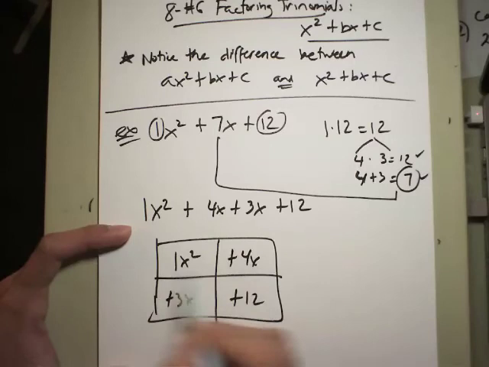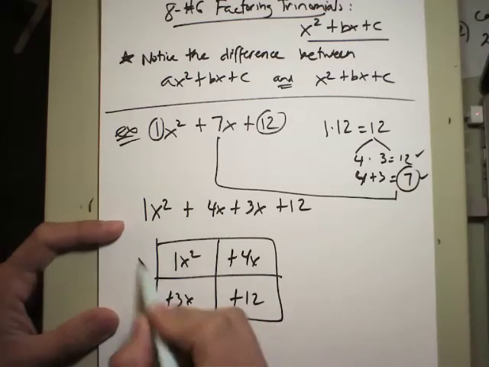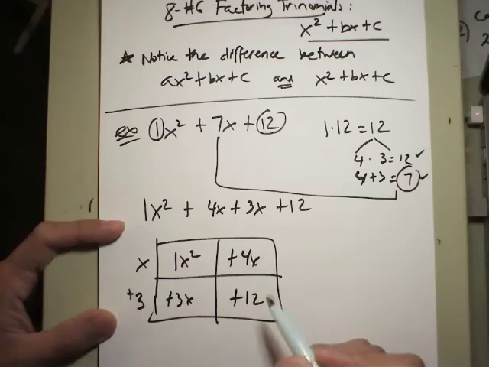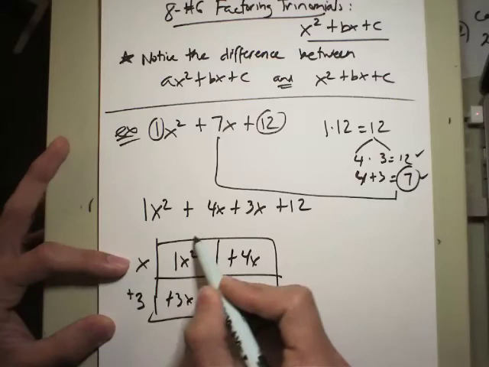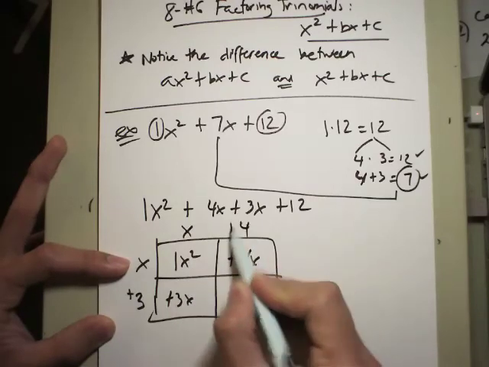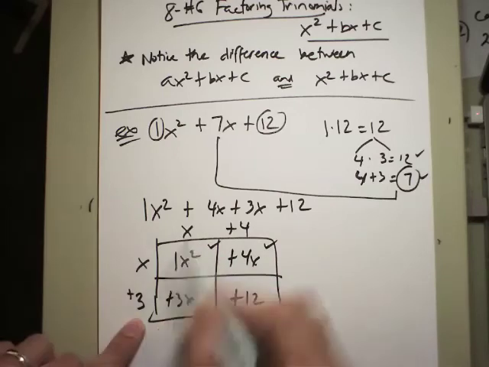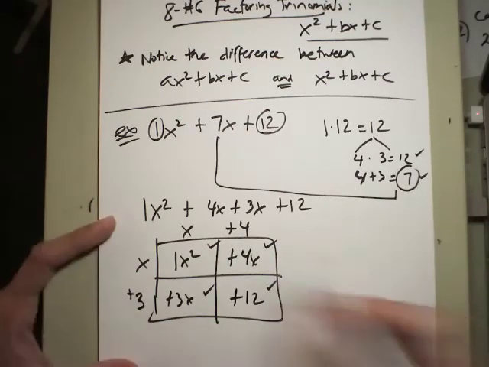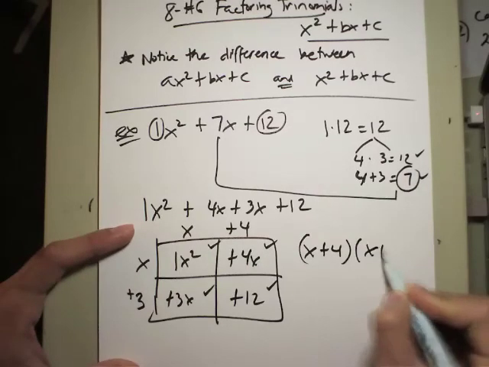I try to factor out anything common horizontally. In this case, there is an x in common. Here, there is a positive 3 in common. And this is the width, so x times what is x squared? x times x. x times what is 4x? x times positive 4. These got checked off, as you can see when I multiply. 3 times x is 3x, checked off. 4 times 3 is 12. So everything's good to go. I can put these back together. Here we go, x plus 4, x plus 3.